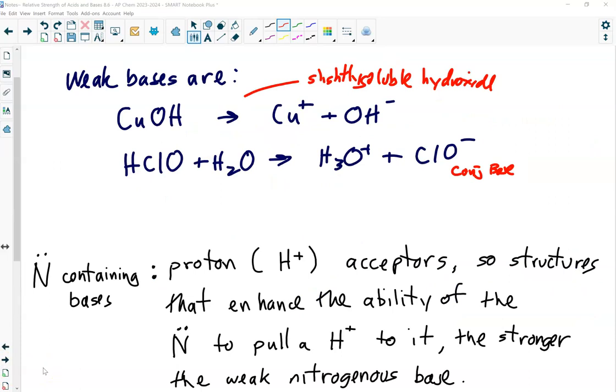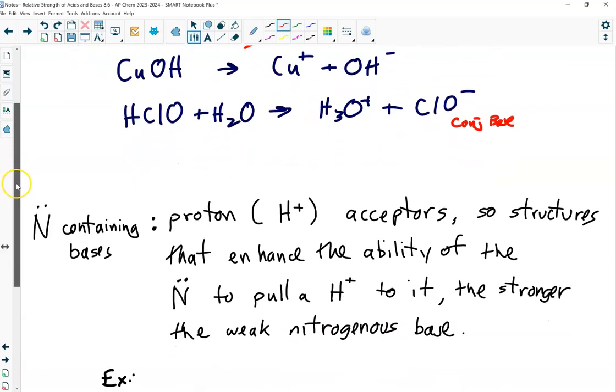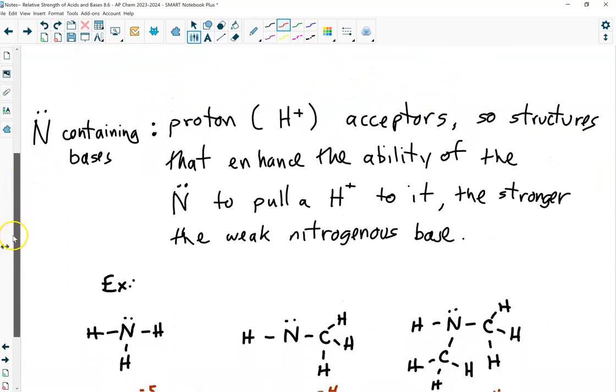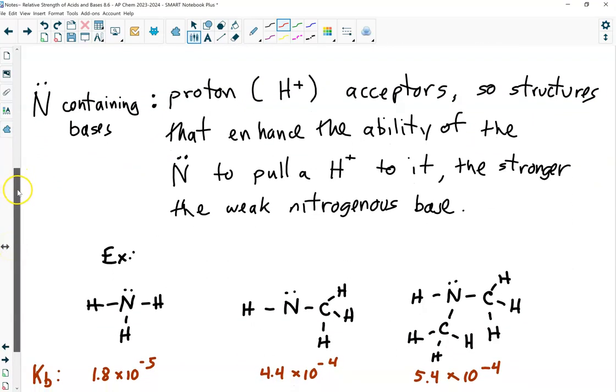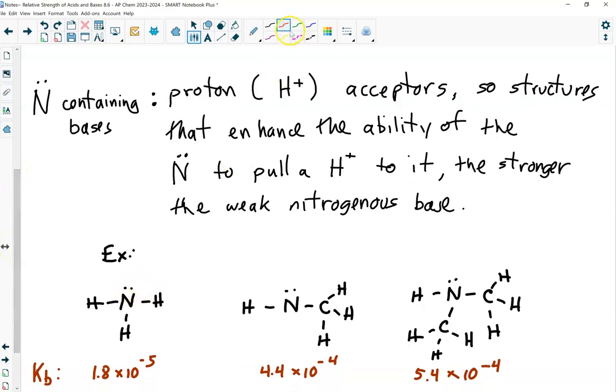So what are some of the weak bases? Well, again, a weakly soluble hydroxide. The conjugate base of a weak acid will act as a base. But the ones that we want to talk about with how structure can relate to this are the nitrogen-containing bases. These nitrogen-containing bases are bases because this unshared pair on the nitrogen can accept a hydrogen, right?